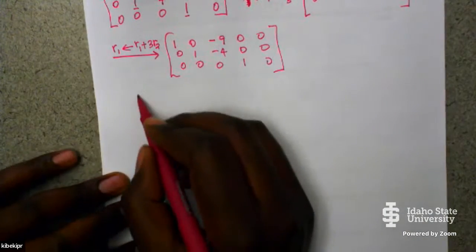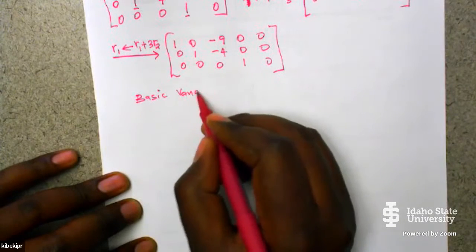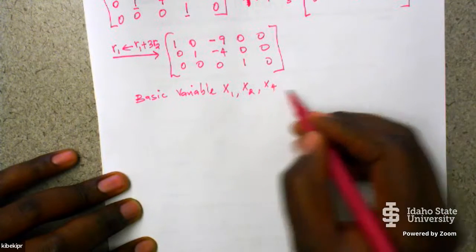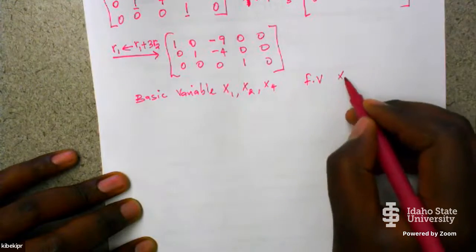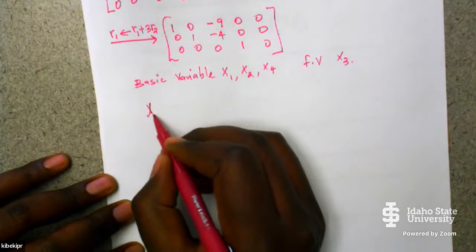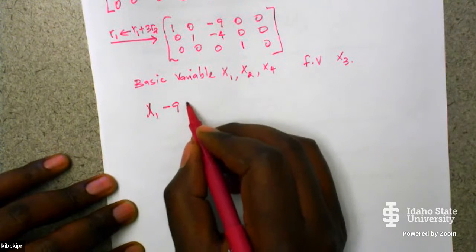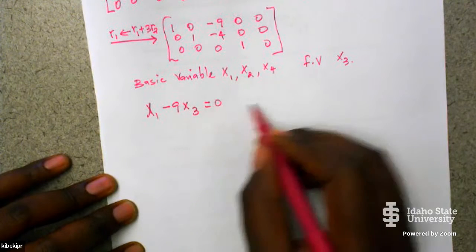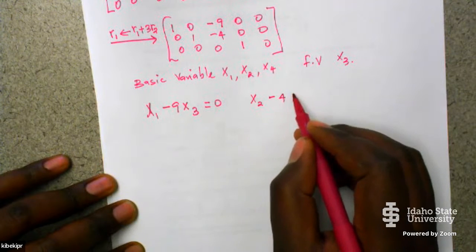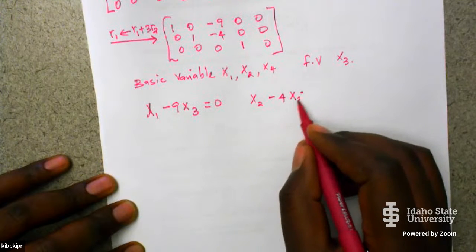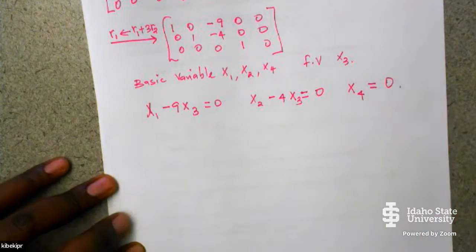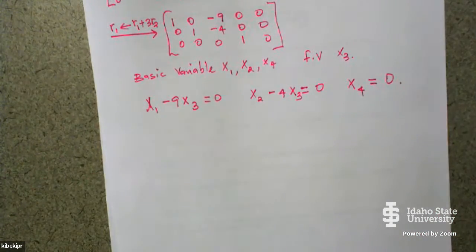So our basic variables are x1, x2, and x4. Our free variable is x3. So our new linear system here will be x1 minus 9x3 equals 0, and then x2 minus 4x3 equals 0, and then x4 equals 0.